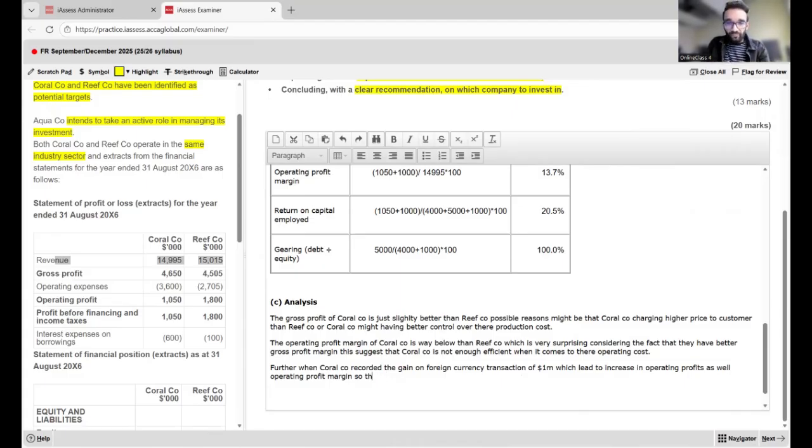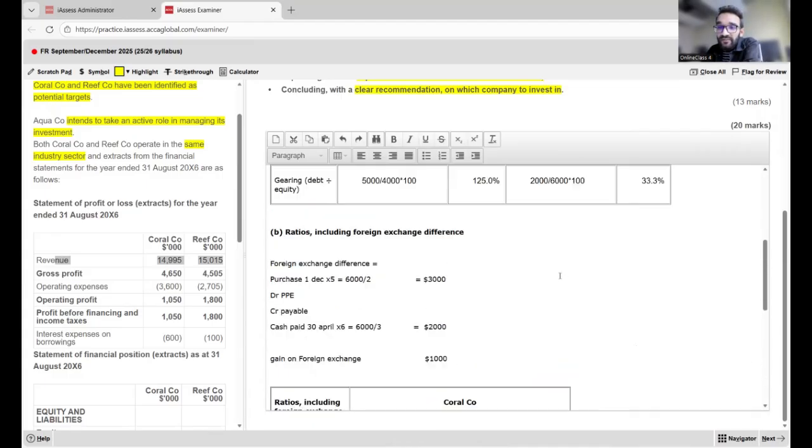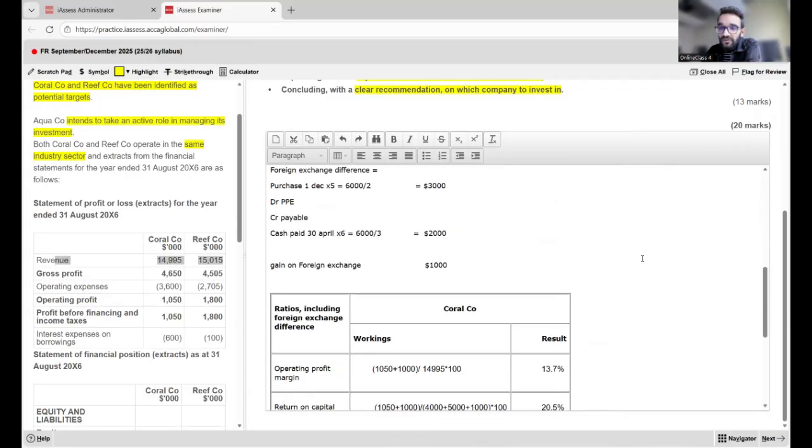So this might suggest that Coralco's operating margin increased as well. Now this is above Reefco. See, now it's 13.7 and there it is 12%.